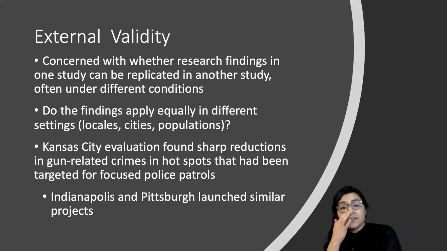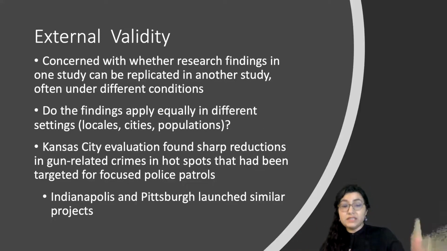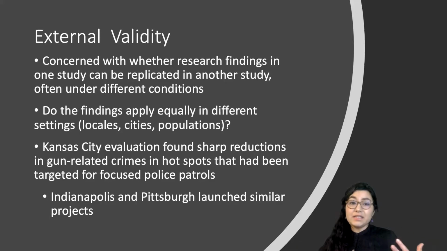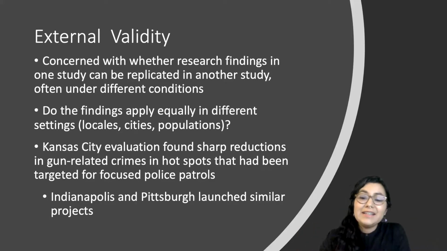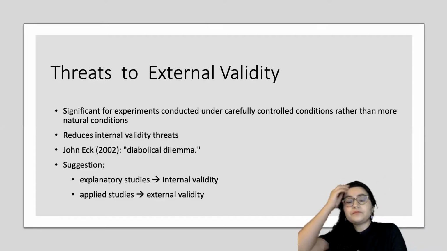So external validity has to do with whether our research findings can be replicated in another space. Do the findings apply equally in different contexts? If we're doing a study in Kansas City, would it apply the same in Indianapolis and Pittsburgh? If it does, then we have good external validity. And a way to get at the threat to external validity is to do replications.